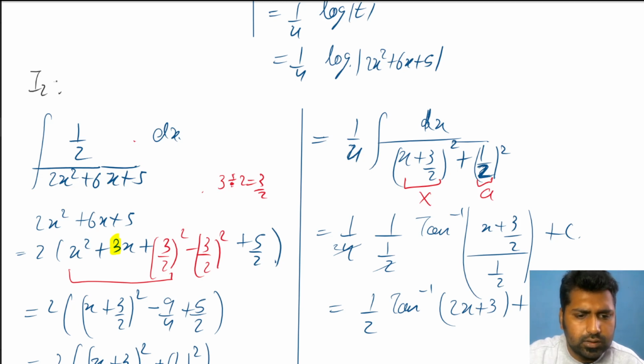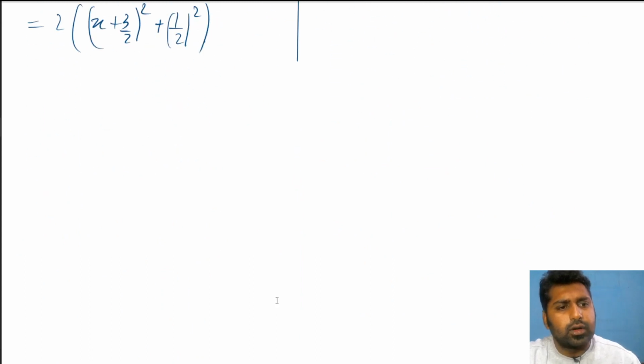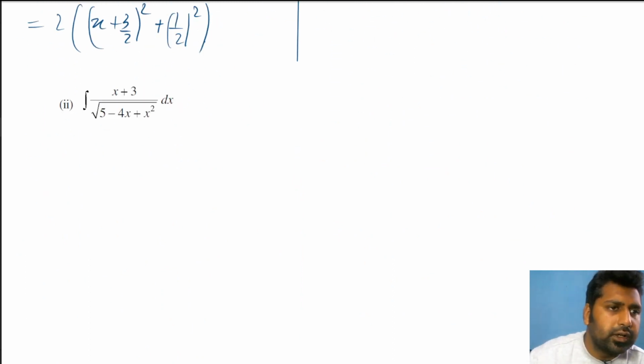This time let's take quadratic in square root in the denominator. Okay, and make a correction in this question. This is negative, not positive. There's a misprint.